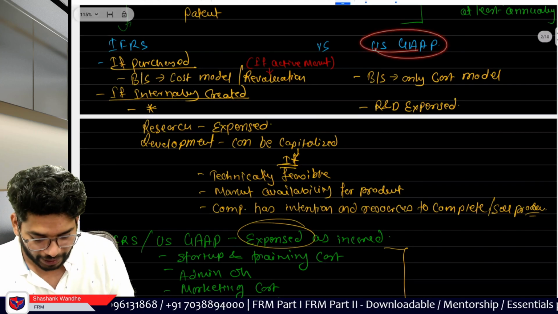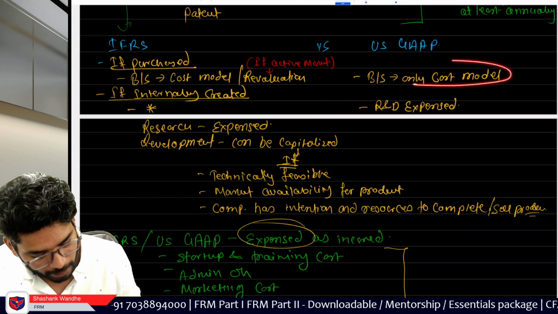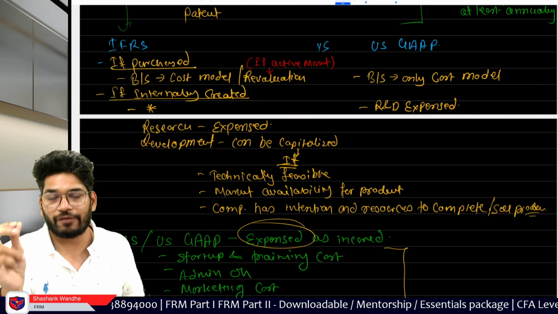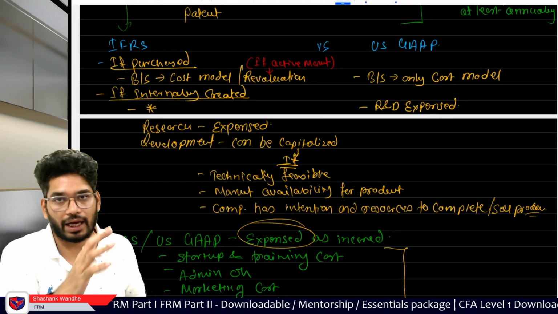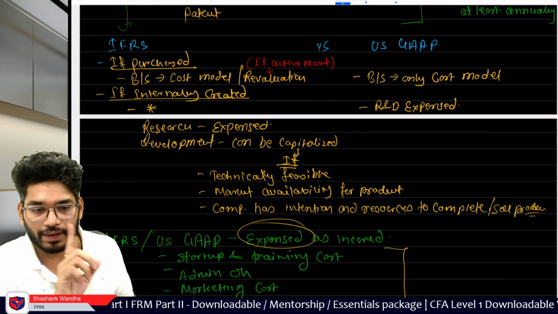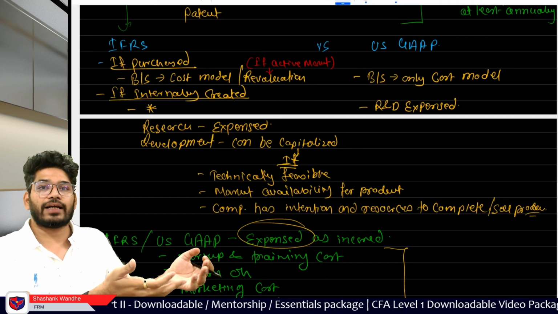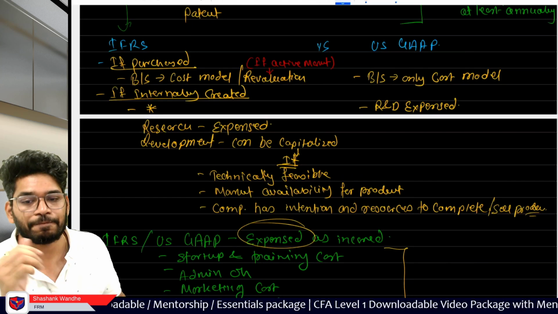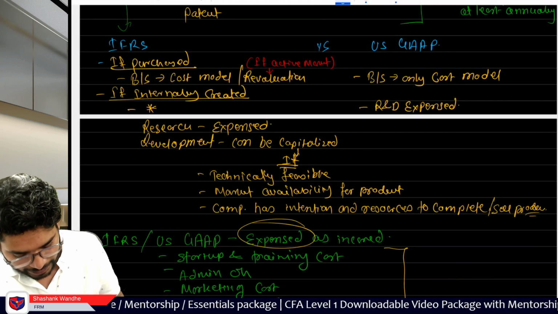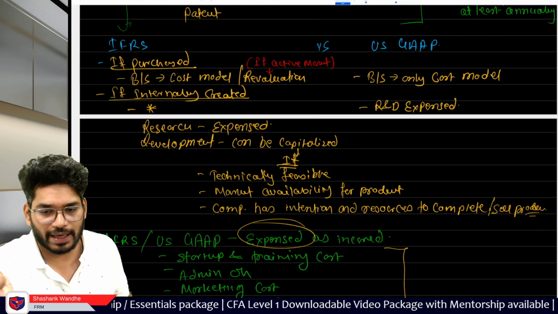In US GAAP, if the intangible asset is purchased, then only the cost model is allowed. No revaluation model under any circumstances. This is a point you have to remember. Now, this is the first category: if you are purchasing the intangible asset, remember we are talking about identifiable intangible assets. The second category is internally developed or created intangible assets.